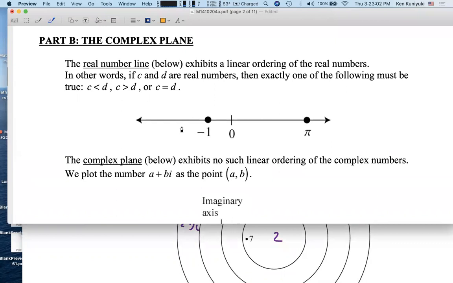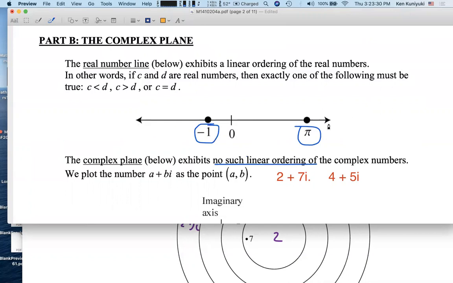Now, the real number line represents the set of real numbers. If you have two distinct real numbers, like -1 and pi, we know that one has to be greater, one has to be lesser. But what if you have two imaginary numbers, like 2 plus 7i versus 4 plus 5i, which is greater, which is lesser? It's kind of hard to say. There's no such linear ordering like for the real numbers.